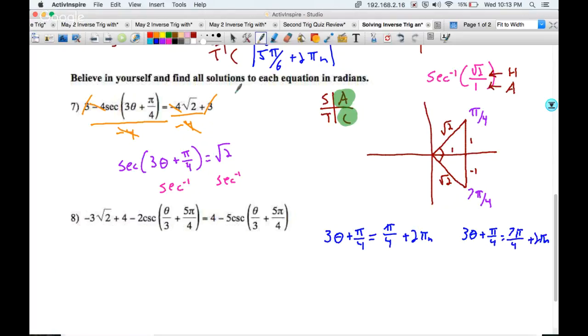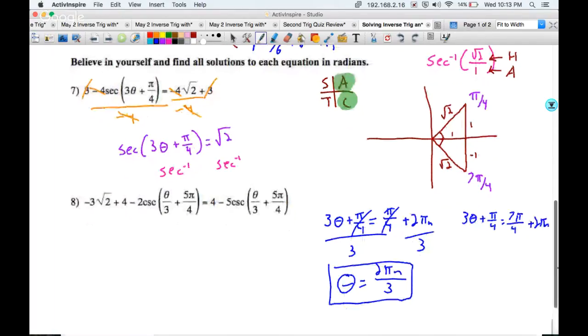Now we're still just solving for theta. So I might, in this one, get rid of the pi over 4 on both sides and then divide both sides by 3 to get that theta equals 2 pi n over 3. That's only half of our solution though.